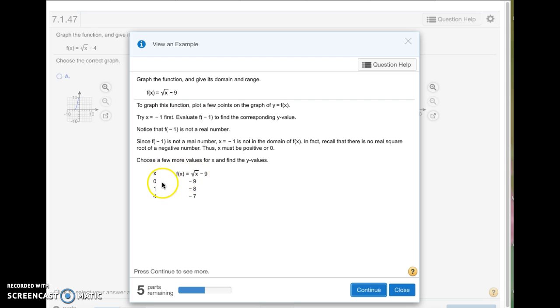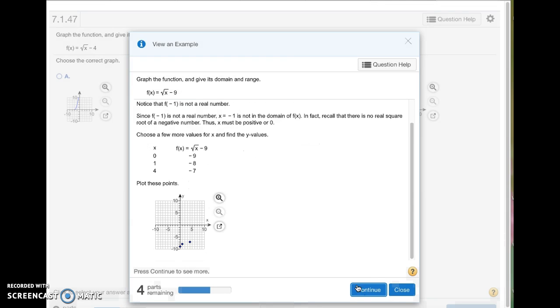Once you do that, you don't want to just do the square root of 0 and call that your f of x. You also have a minus 9 in the equation, so you do 0 minus 9. This gives you minus 9 for f of x. And remember, f of x is the y value on the function. If you replace x by 1, the square root of 1 is 1, and 1 minus 9 is minus 8. The square root of 4 is 2, and 2 minus 9 is minus 7. Therefore, now you have 3 numbers.